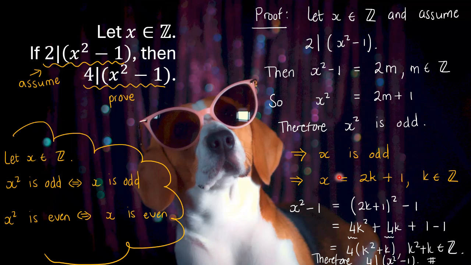Then we take this new x. We plug it back into our expression, the one that we want to investigate. X squared minus 1 boils down to this, 4k squared plus 4k. And there's that common factor. We wanted to show that 4 will always be a factor of this expression, and that's exactly what we did.